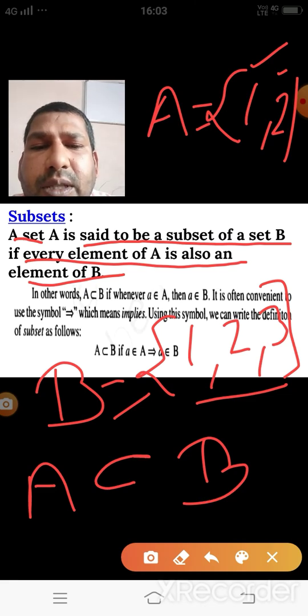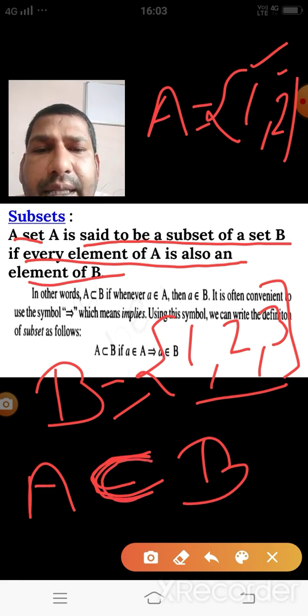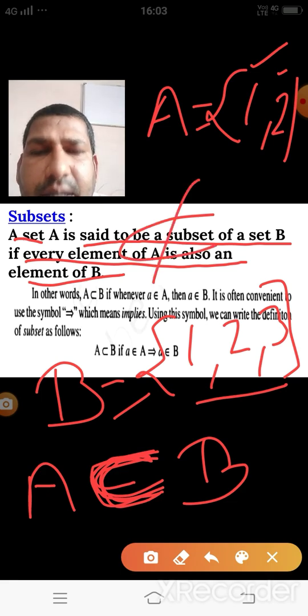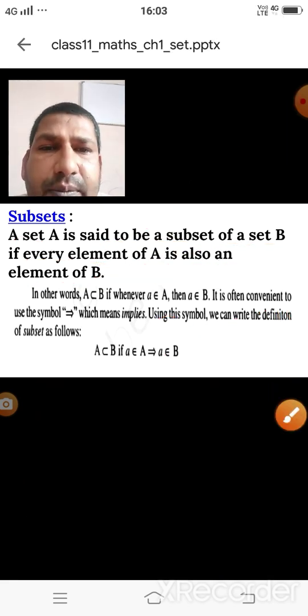This is the symbol for subset. We are using this. If you are writing C, this is the symbol for subset here. You may extend both sides of C, and you will get the symbol. And if you are considering that it is not a subset, then we use this symbol with a cross mark.